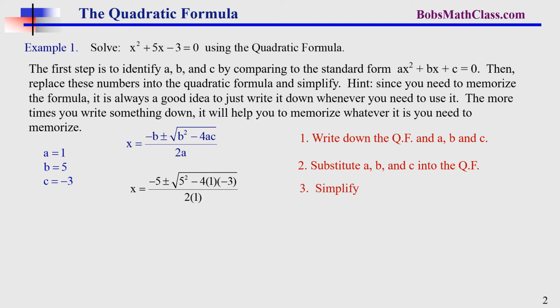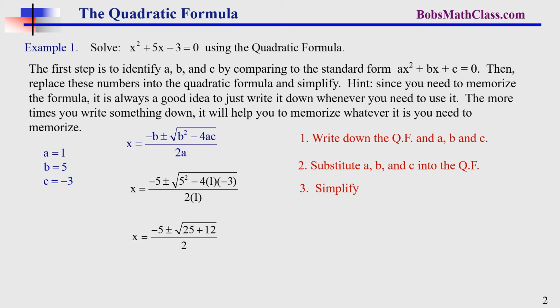Now our next job is to simplify. I also should have said on the bottom it's 2 times a, 2 times 1. So simplify now. 5 squared is 25. We have 4 times 1 times negative 3. That's negative 12, but there's already a negative in front, so that'll change it to a positive 12. And then in the denominator is 2 times 1, which is 2.